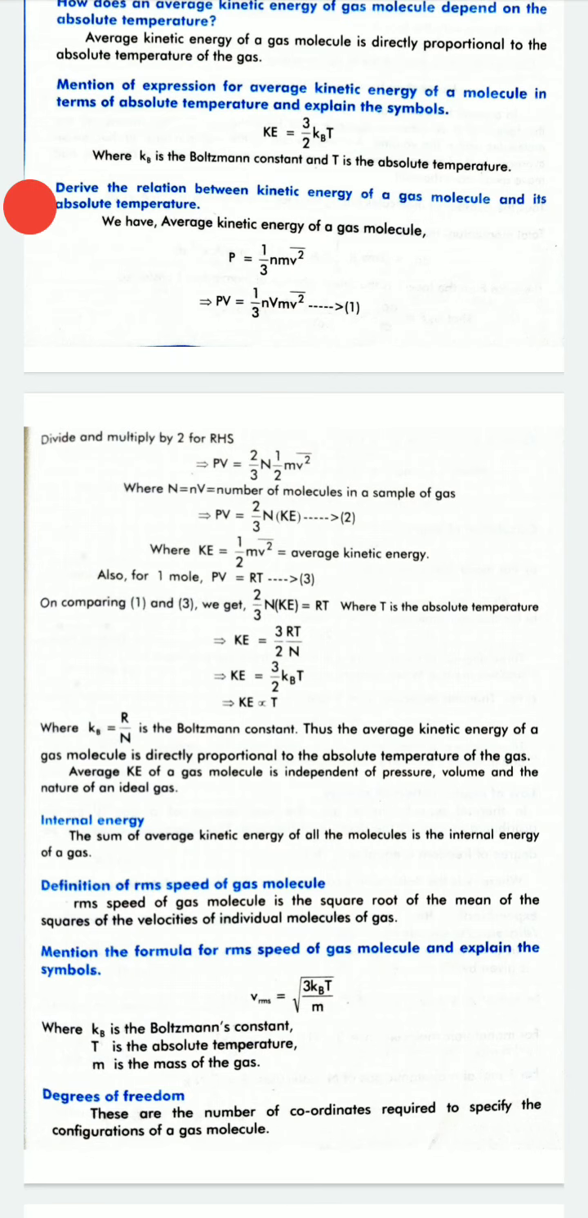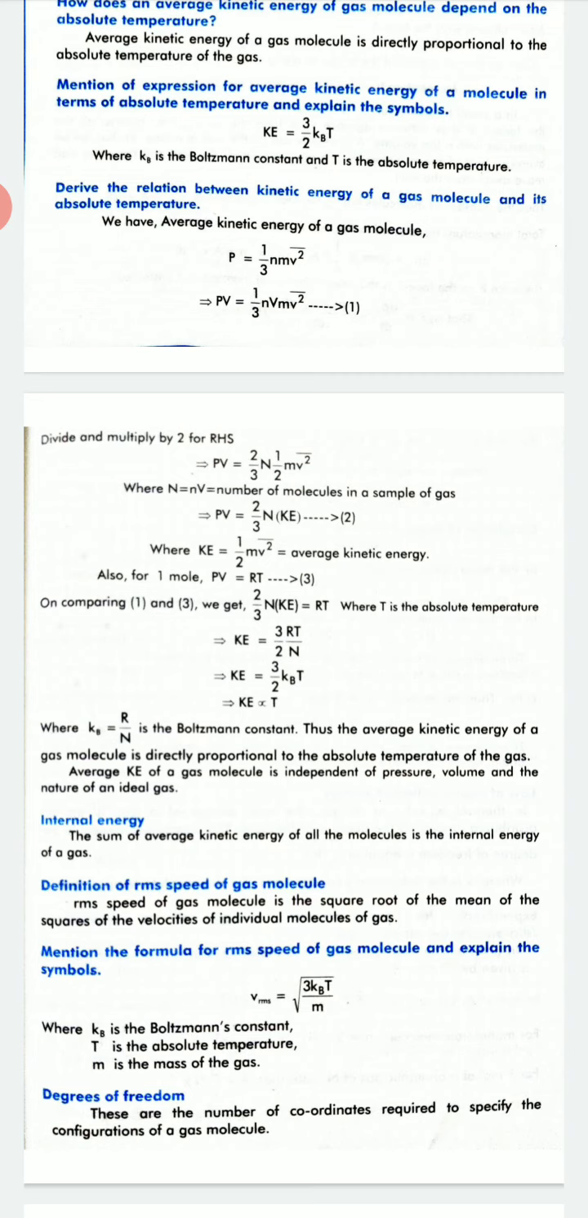So here, the number of coordinates may be 2 coordinates, 3 coordinates, or n number of coordinates. So it is the number of coordinates required to specify the configurations of that gas molecule.